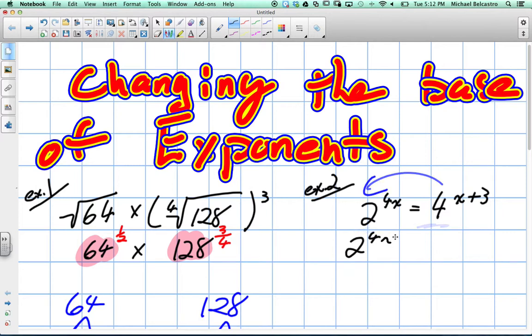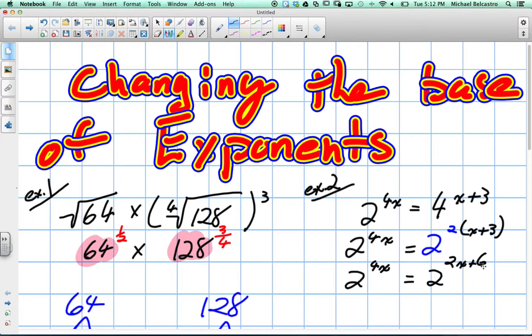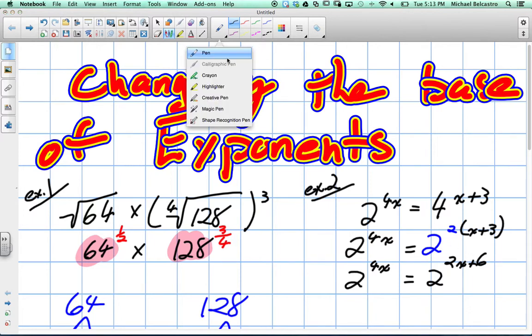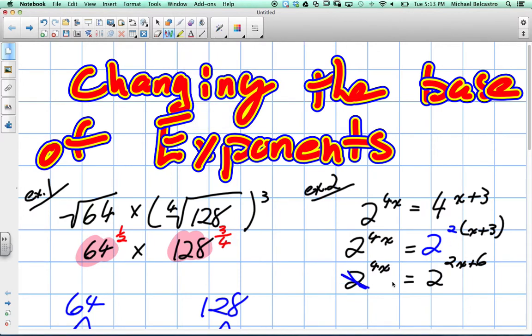2 to the power of 4x is equal to, and this becomes 2, and then 2 times our x plus 3. Okay. From here, I'll simplify that exponent expression. So we have 2 to the power of 4x is equal to 2 to the power of 2x plus 6. I just used distributive property. And now technically our bases are the same. So the idea is we can essentially drop them off.